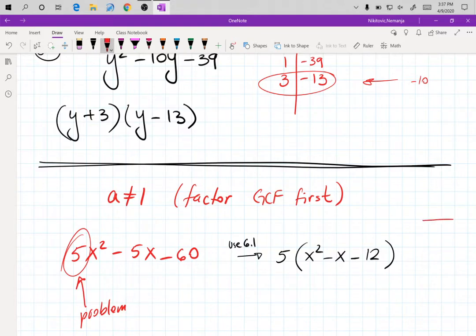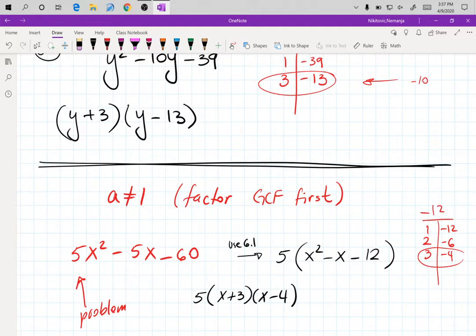I need to make a list for negative 12. That's 1 and negative 12, 2 and negative 6, 3 and negative 4, 5, 6, 7, and none of that stuff works. So there we go. That's our list. What makes negative 1? Last pair. So we have the answer 5, x plus 3, x minus 4. And we copy this 5 because that 5 doesn't impact what's happening in parentheses right now.